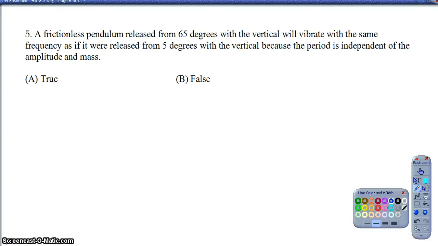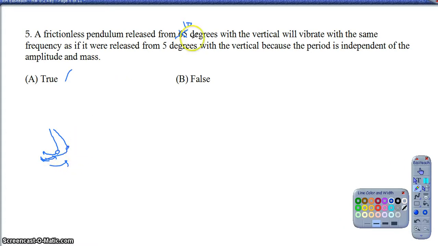A frictionless pendulum released from 65 degrees with the vertical will vibrate with the same frequency as if it was released at 5 degrees. Now, this would be true if the degrees were not 65 and 5, right? If it was 5 degrees and 10 degrees, then that would be a true statement, because that is kind of like what we've seen for the springs, right? Whether it's 5 degrees or whether it's 10 degrees, the spring will oscillate at the same period and therefore the same frequency. And now I shouldn't have said spring, the pendulum will oscillate at the same frequency in either of those situations.